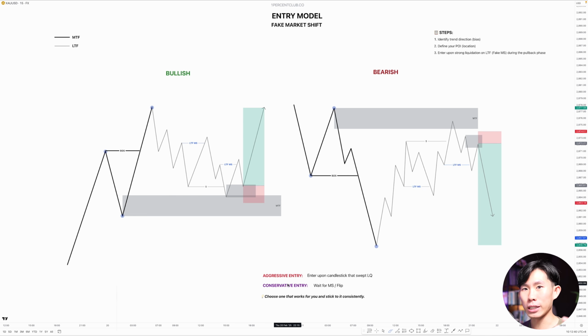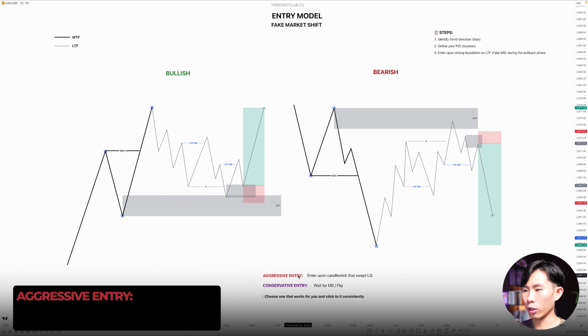If you are more aggressive, you want to get in as soon as possible after price swaps the available liquidity below this low, then that is where you can use the aggressive entry. Just take note that if you use the aggressive entry, what can potentially happen is that price can continue going down even further, right, before we get a strong move to the upside. Let me just explain to you what are the differences between these two entries.